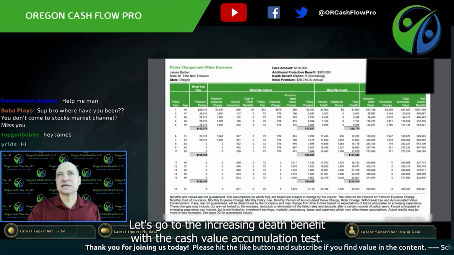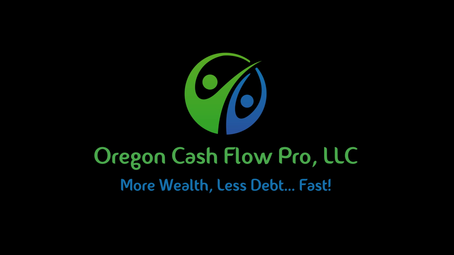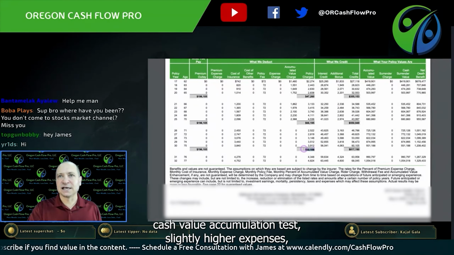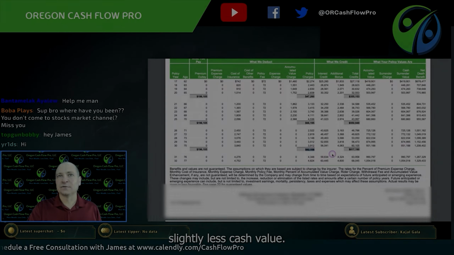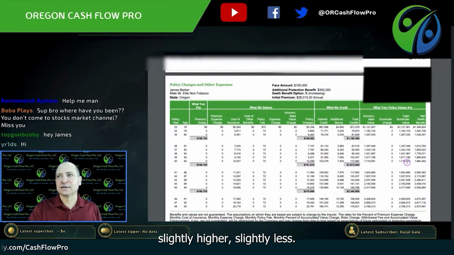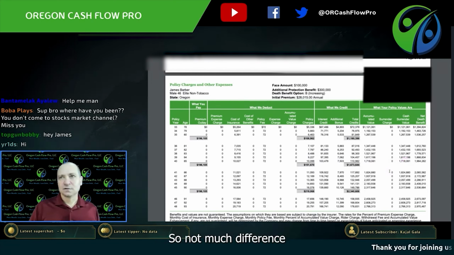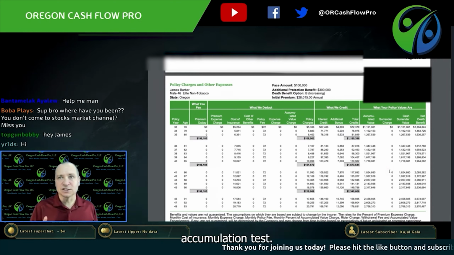Let's go to the increasing death benefit with the cash value accumulation test. We're not going to see much difference compared to the other cash value accumulation test. Slightly higher expenses, slightly less cash value. And by age 85, same situation, slightly higher, slightly less. So not much difference between increasing and level with the cash value accumulation test.